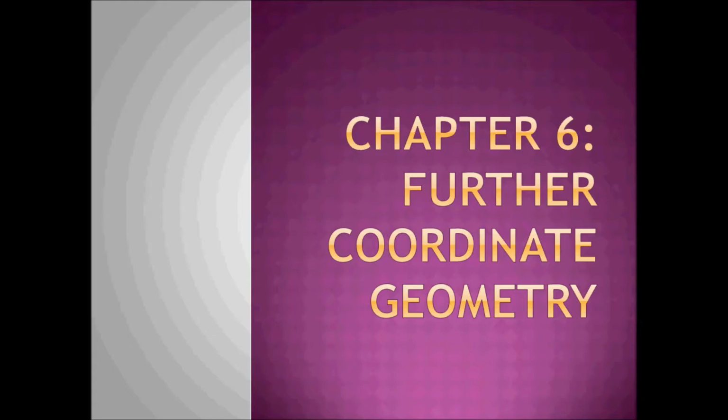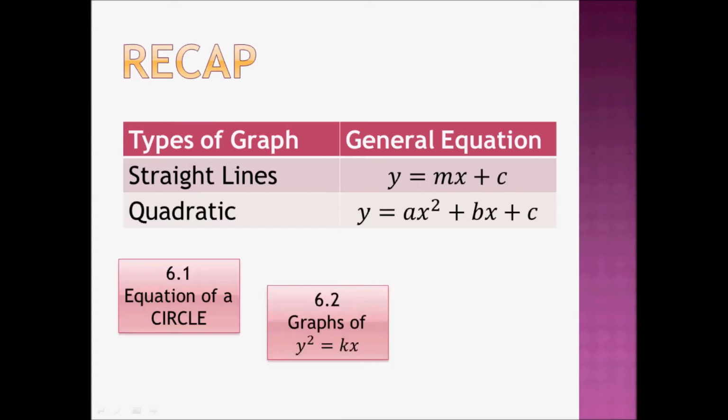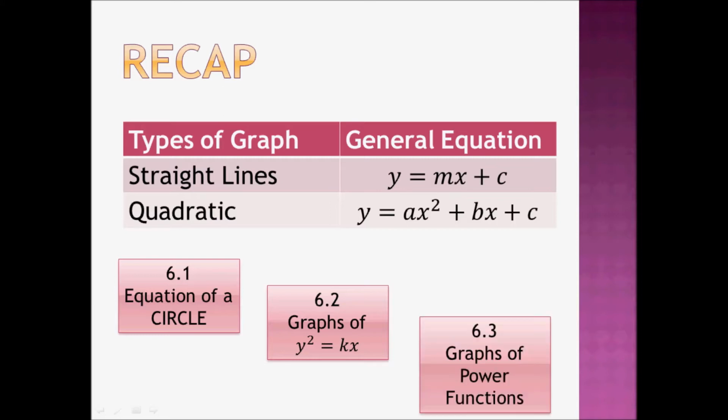Hi, this video lesson will bring us through Chapter 6 on further coordinate geometry. Previously, you have learned two types of graphs, which are straight line graphs and quadratic graphs, and their general equations are as such. In Chapter 6, you will learn three more graphs: the equation of a circle, graphs of y squared equals kx, and graphs of power functions. In this video lesson, we are only going to focus on the equation of a circle.